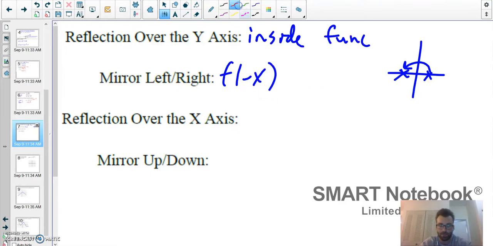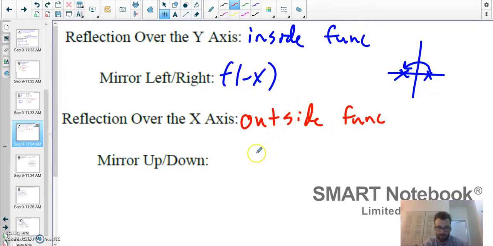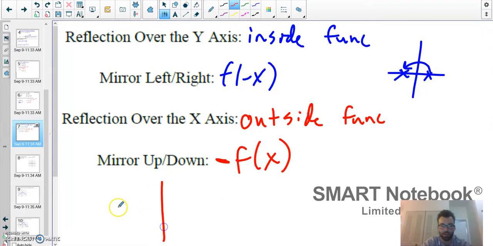Okay, similarly, reflect over the x-axis. That happens outside of our function. And what that looks like is this negative applied on the outside. We're taking the opposite of every output. Here, we're taking the opposite of our inputs. This, we're taking the opposite of our output. So if one of my outputs gave me positive 3, now that becomes negative 3. Same thing, if I got negative 3, then my output could become positive 3.